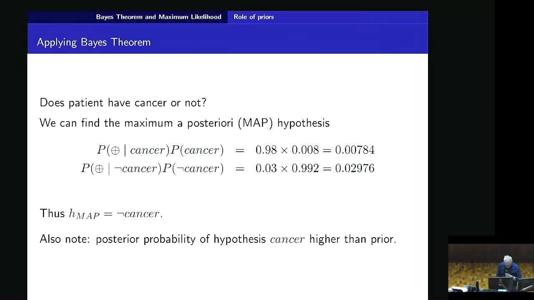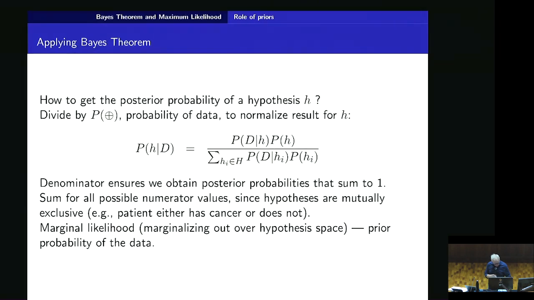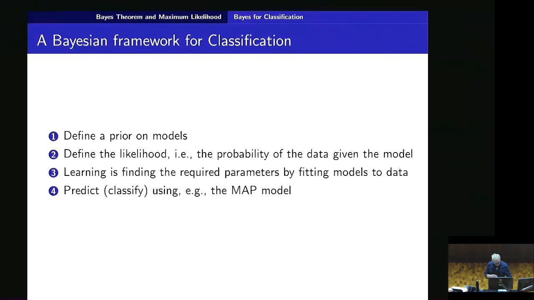If you actually calculated the posterior probability according to Bayes' theorem, this is not Bayes' theorem, this is MAP. According to Bayes' theorem, the posterior probability has actually increased. All right, which is an interesting observation, but we don't have time to fully get into that. And this is how you do that.